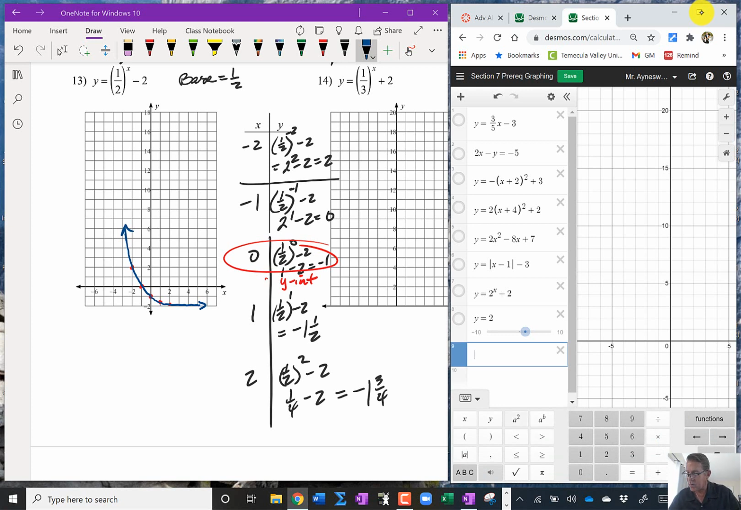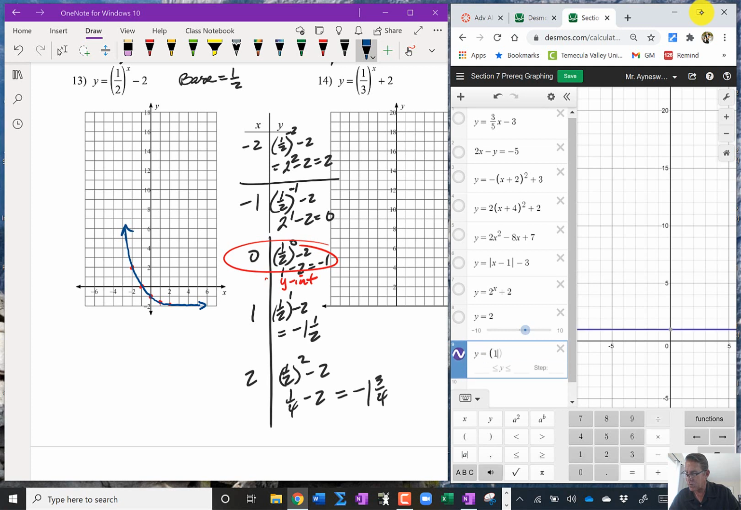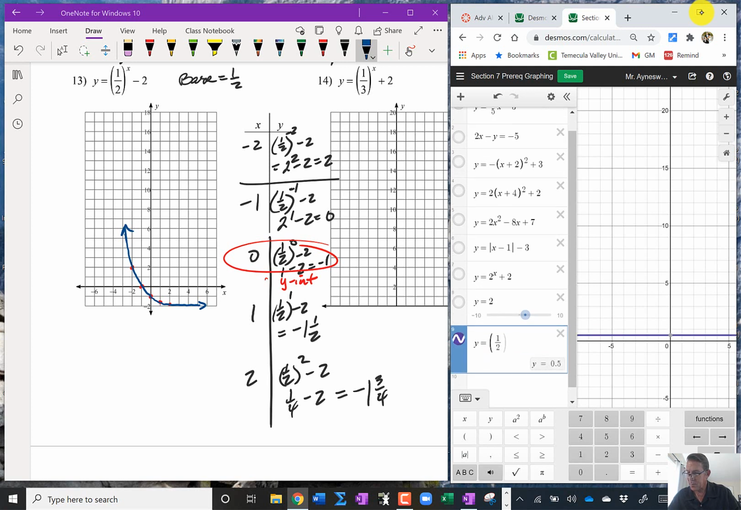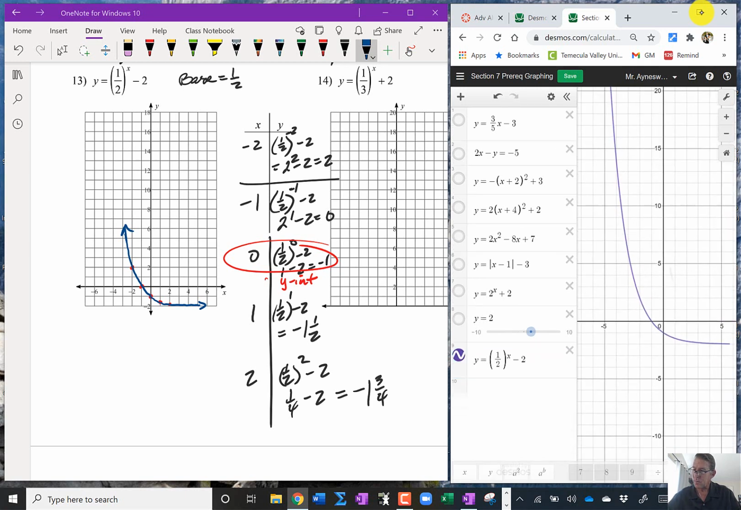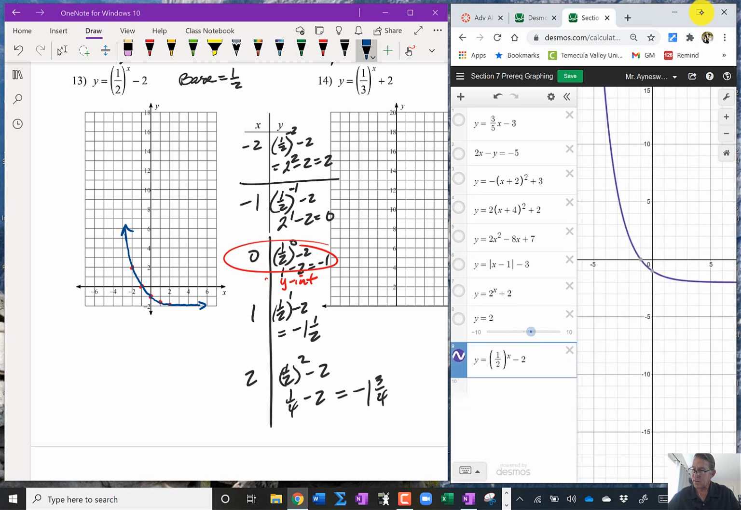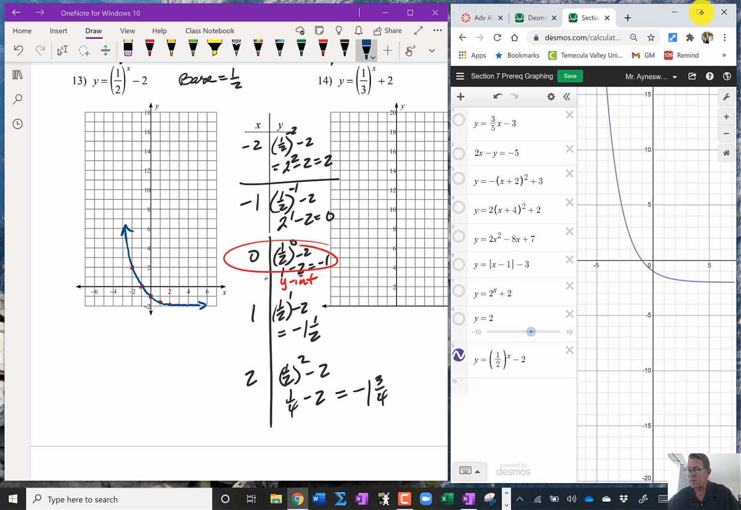Now to verify everything I just said, let's type it in. So y equals, use parentheses now, 1/2, so 1 divided by 2. And then you raise it to the x power. And then you have to use the right arrow key to get out of the exponent, and then you minus 2. And notice the x-intercept is at -1, 0, which is the case, and the y-intercept is 0, -1, which is the case. So these graphs match.